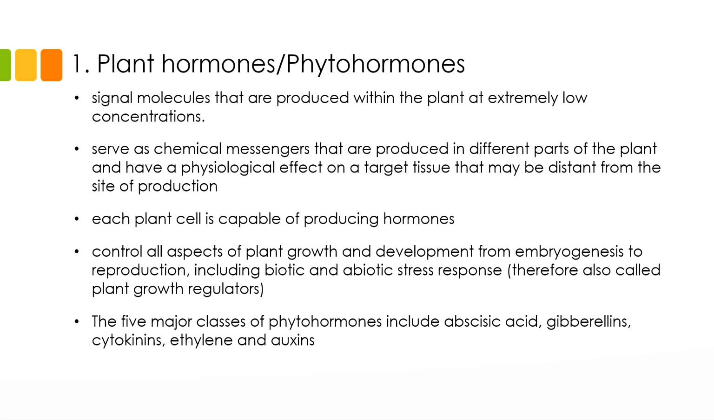So if you read a paper that talks about plant hormones, phytohormones, and plant growth regulators, they are all referring to the same thing. There are several plant hormones that have been already identified, but for the sake of our discussion on seed germination, we will only focus on five major classes of phytohormones, which include abscisic acid, gibberellins, cytokinins, ethylene, and auxins.